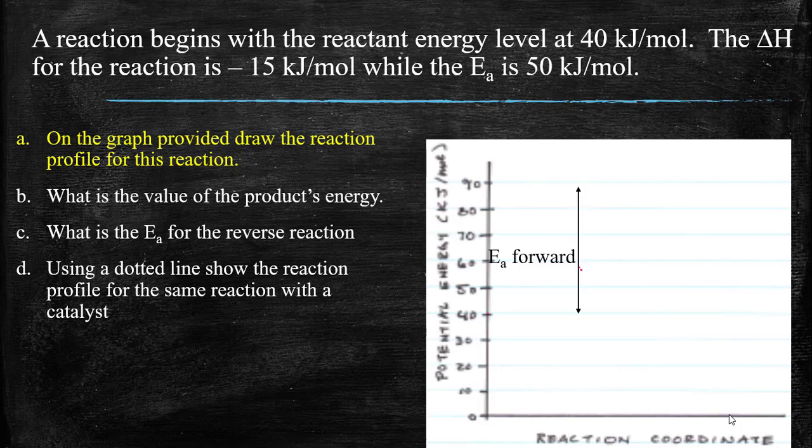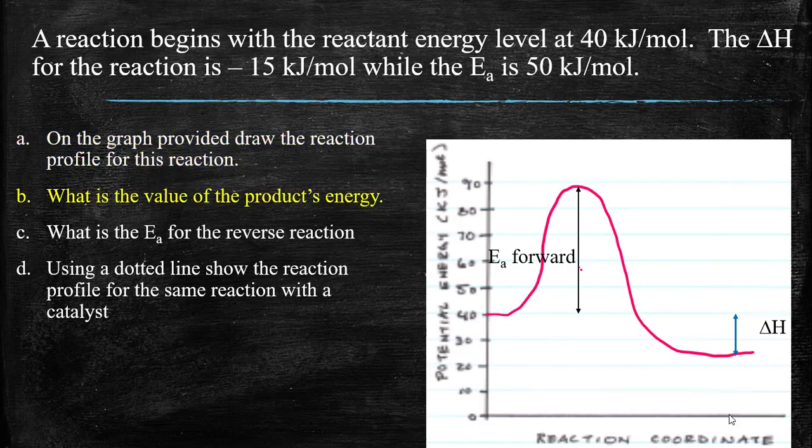We know that the activation energy in the forward direction is 50 kilojoules per mole, that we start at 40 kilojoules per mole, so that means that the peak has to be at 90 kilojoules. The delta H for the reaction is minus 15 kilojoules, so you have to go from 40 down to 25 kilojoules. Now you just draw in the graph, and it should look something like this.